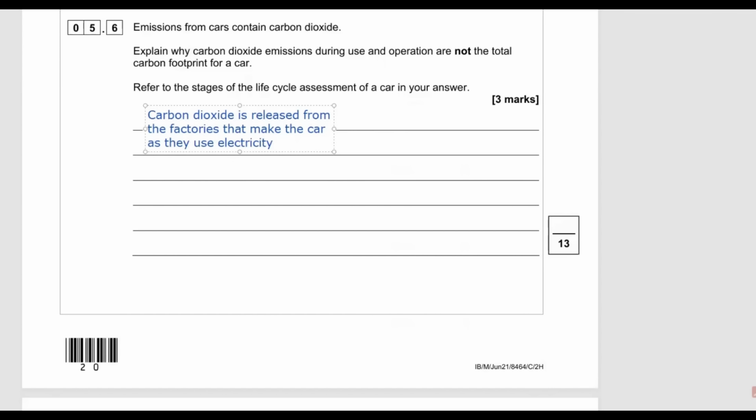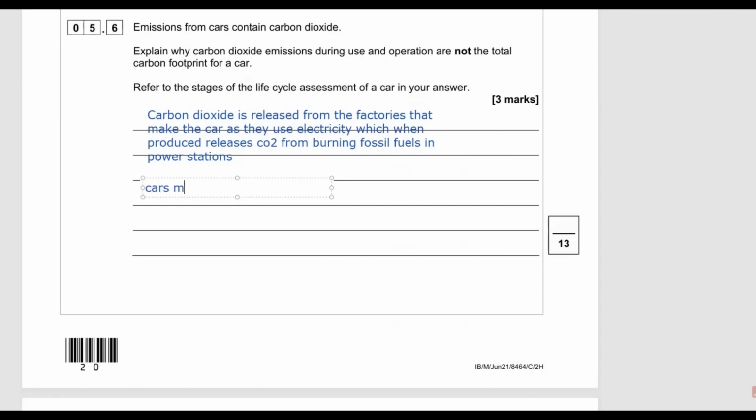So what we have to think about is, where did the materials come from for the car? Well, we had to mine them and dig them out of the ground. And when we mine them and dig them out of the ground, the machines that do that release carbon dioxide, or they use electricity, which releases carbon dioxide in power stations. So there's the mining of the materials cost.